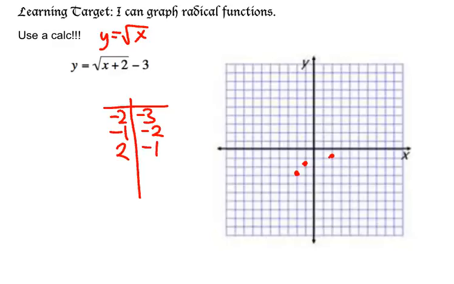I've got another point in there, but I want to maybe get another value. Well, I know that 9 is the next perfect square, so 7 plus 2 gives me 9. Square root of 9 is 3. 3 minus 3 is 0. I get another point, 7, 0. And from that, I have this nice curve.